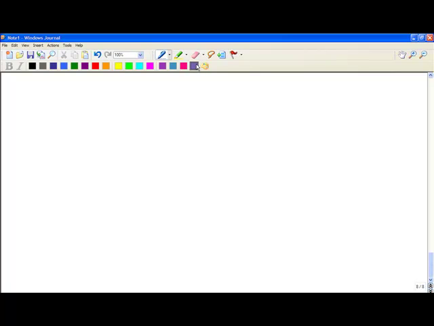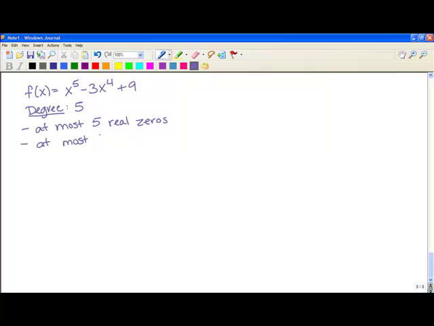Let's look at another one. The function is f of x equals x to the 5th minus 3x to the 4th plus 9. Now we know the degree. The highest power is 5. So that means we have at most 5 real zeros, and we have at most 5 x-intercepts. We also have at most 4 turning points.